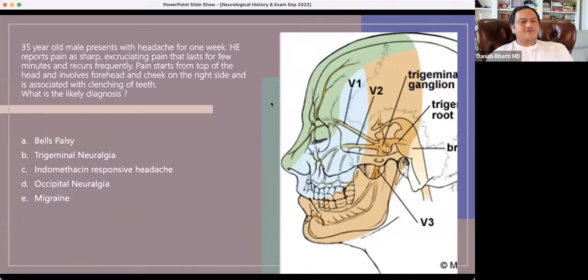So trigeminal nerve pain is called trigeminal neuralgia. It classically has an acute onset with a remitting, relapsing, or recurrent pattern, just like this patient is having. So it's likely a trigeminal neuralgia.